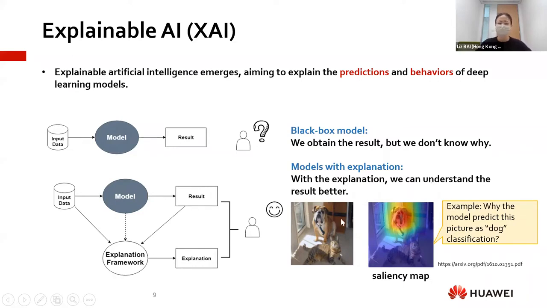For example, given this photo with explanations, it will generate a saliency map, and it will highlight the pixels that give us the result of why there is a dog. We will see that the highlighted part indicates the dog is there, so we know why the model predicts there's a dog in the photo.